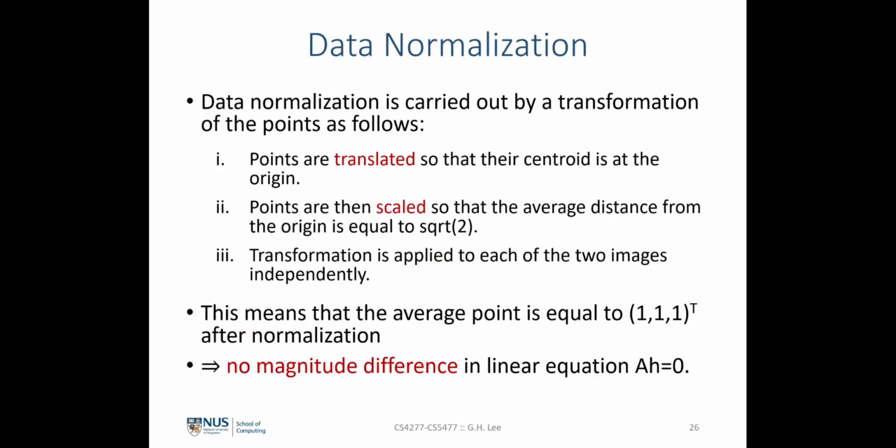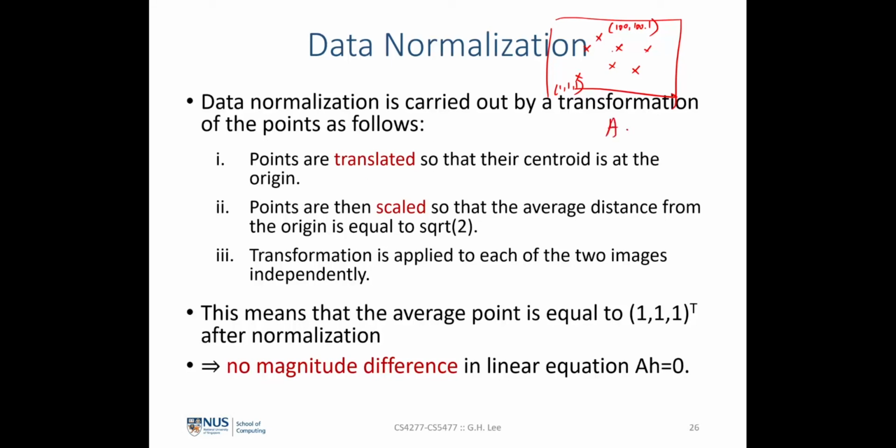Data normalization is carried out by simply a transformation of the points as follows. First, all the points are translated so that their centroid is at the origin, because we have seen that given an image, the scale, the magnitude of these points, actually matters. If it is 100, 101 versus another point which is at, for example, 1, 1, then the distribution of these points is too large, too far away. Hence, as a result, it will lead to different orders of magnitude in our formulation of the A matrix.